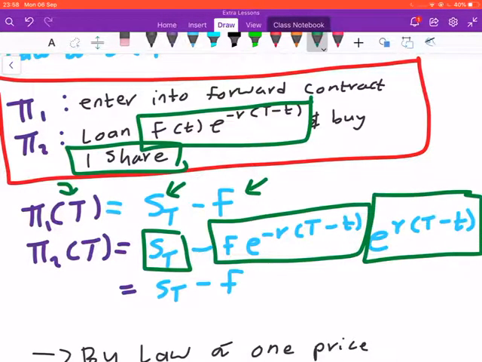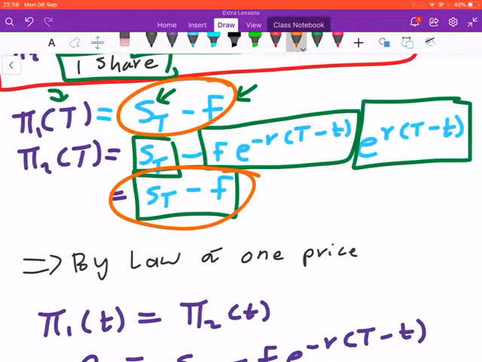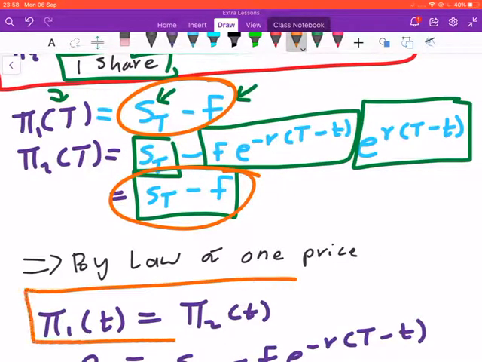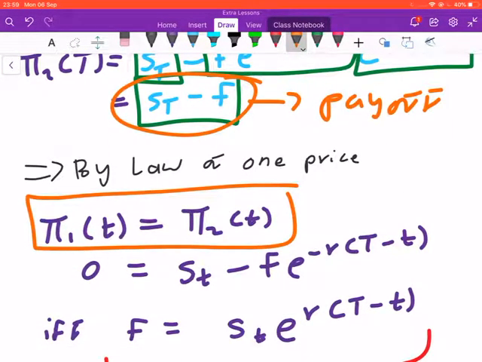And the forward price is going to be ST minus F. So you can see that these things have the same payoff at maturity, and therefore by the law of one price they should have the same price at inception. Therefore 0 must be equal to this, and we can find this equation like this.